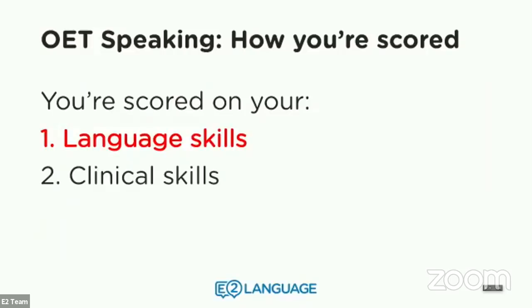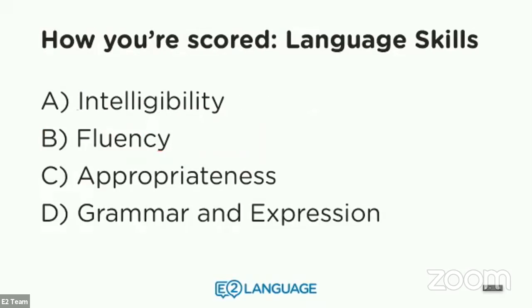Just briefly though, the language skills you're marked on or examined on are 4. There are 4 of them. First one's called intelligibility, which is just how well you pronounce the words, use word stress, etc., your pronunciation. Fluency is the tempo or rate of speech, too fast, too quick, just right. Appropriateness refers to the type of vocabulary that you choose to express particular meanings. Is it relevant and meaningful for the patient? And D, grammar and expression, well, that refers to how well you construct your sentences in English, in spoken English.